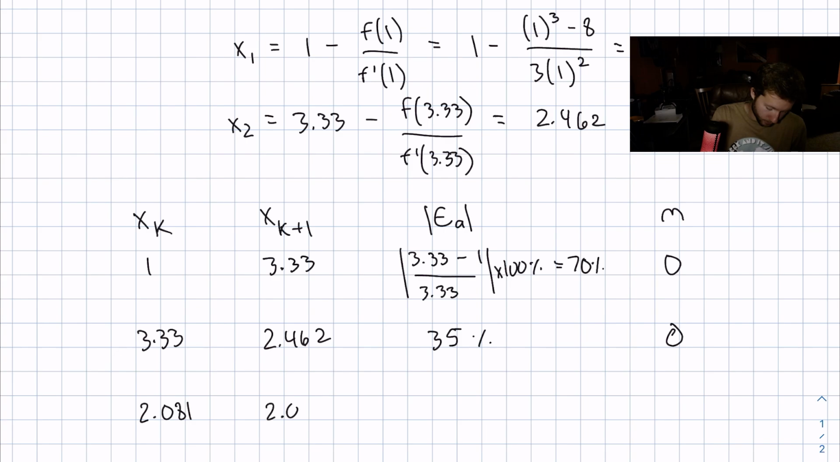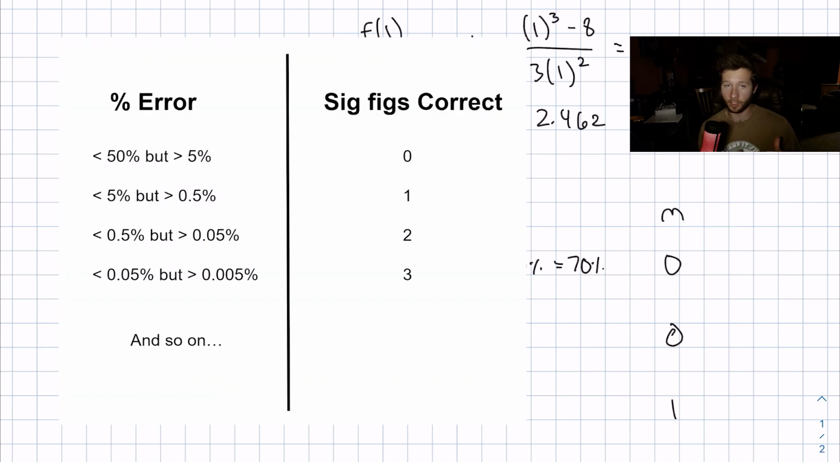So if we keep going, we eventually get to 2.081 and 2.003, which is about 3% error, which is one significant digit correct. So if you want to know how many sig figs you have right, the rule is if the error is below 5% but above 0.5%, then you have one right.